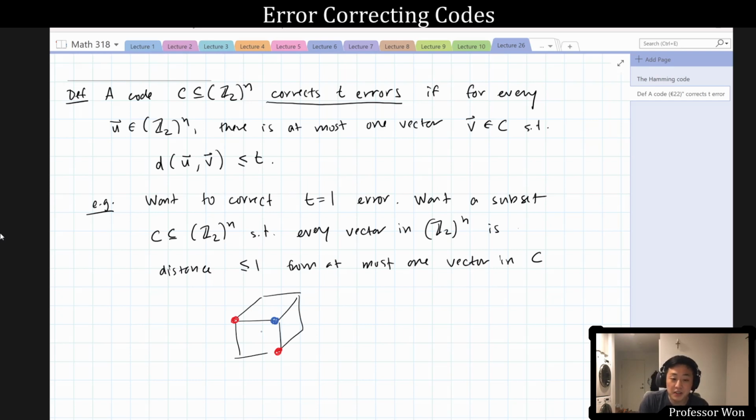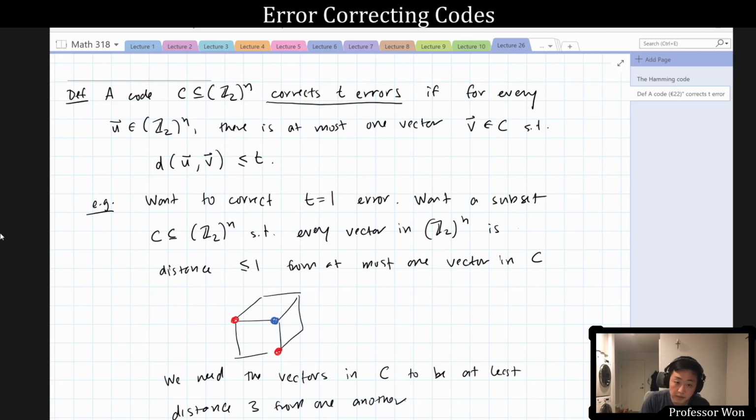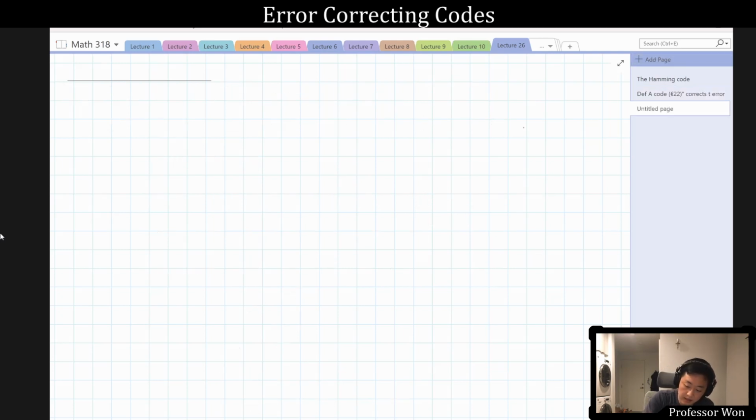But if all the vectors in your code are distance 3 apart, then that means that if you get a vector, it can never be within one of two vectors at the same time, right? Because then they would be distance 2 away, actually. So we need the vectors in C to be at least distance 3 from one another. Okay, and we should prove this. We basically understand the proof, I think.